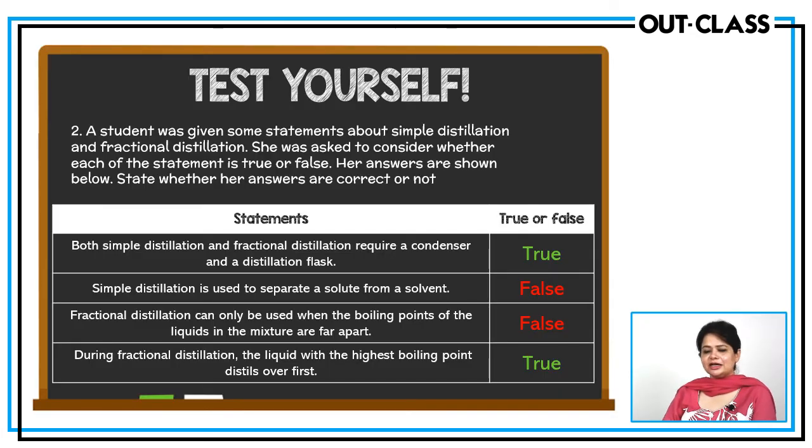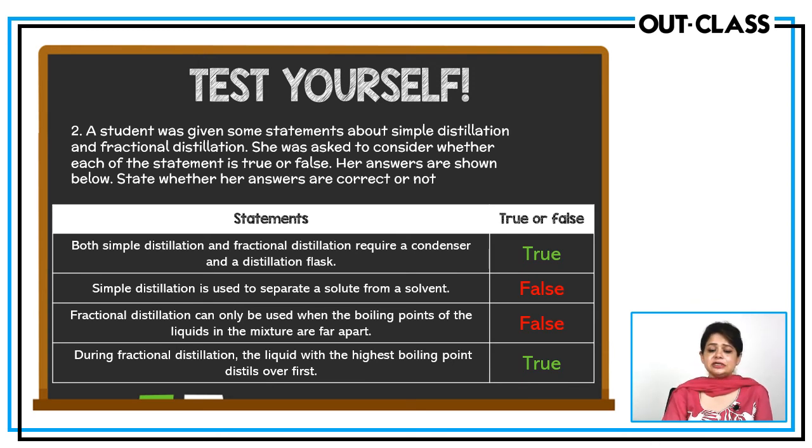Okay, let's take a small quiz regarding simple distillation and fractional distillation. Student ने कुछ answers लिखे हैं statements के, whether these are true or false. So let's check whether these are correct or not. Both simple distillation and fractional distillation require a condenser and a distillation flask. True. Yes, it's true. दोनों में ये दोनों चीजें तो चाहिए होती हैं. But fractional distillation also needs a fractionating column in addition to these two apparatuses.